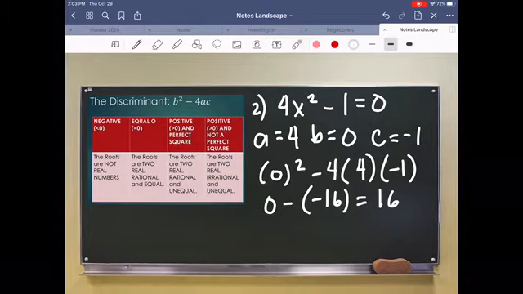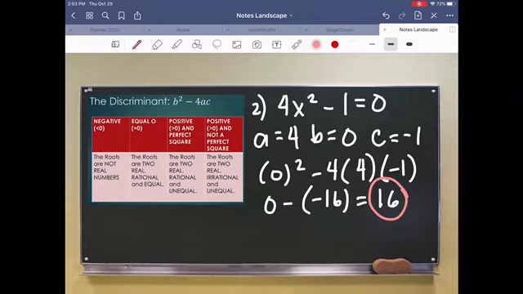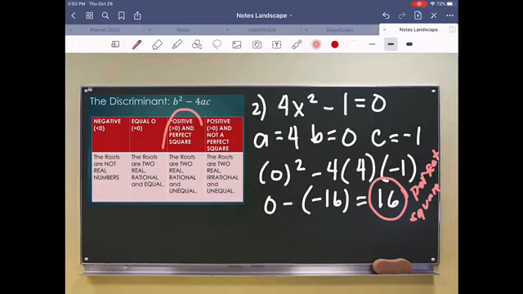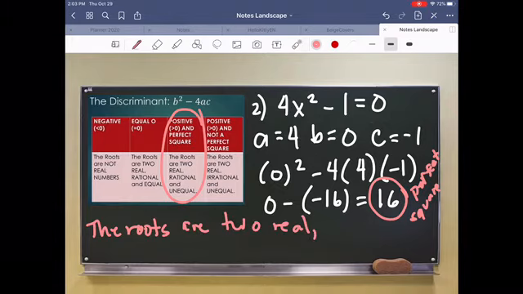Now, 16 is a positive number, and 16 also is a perfect square. Okay, so the nature of root, kung titingnan natin yung table, is what? Okay, positive and a perfect square. So the roots are 2 real, rational, and unequal. Alright, okay, so yun yung sagot.